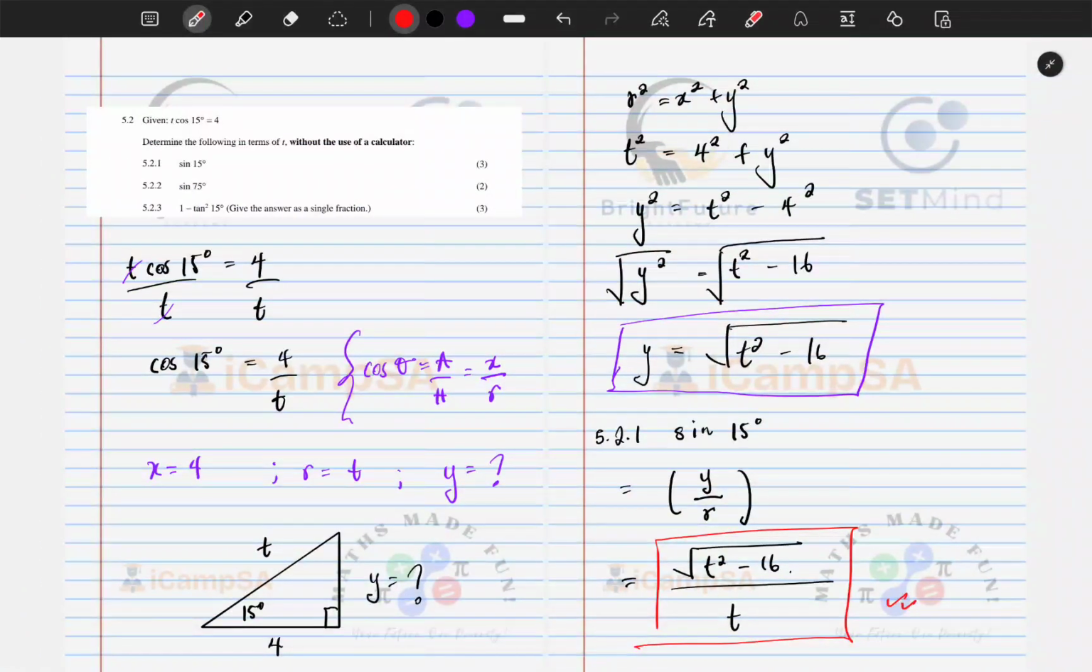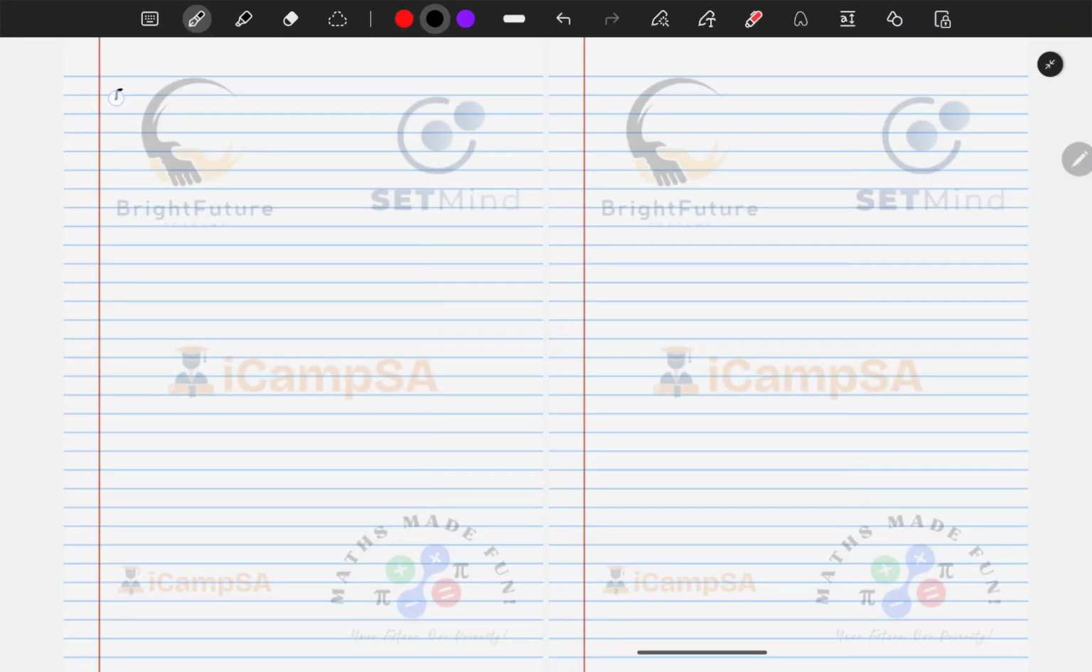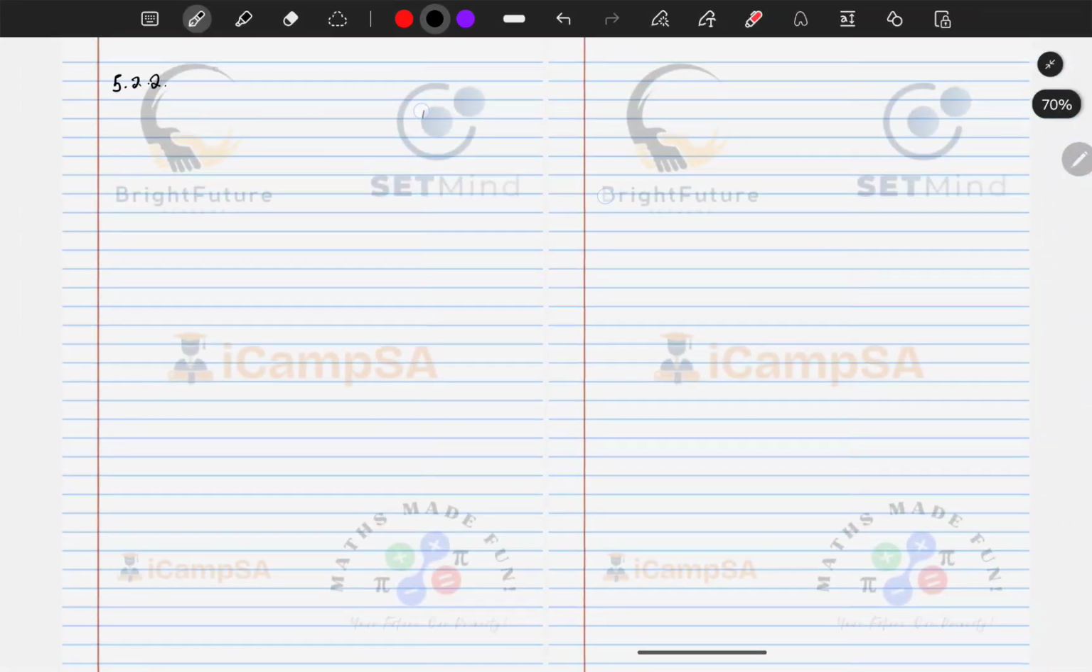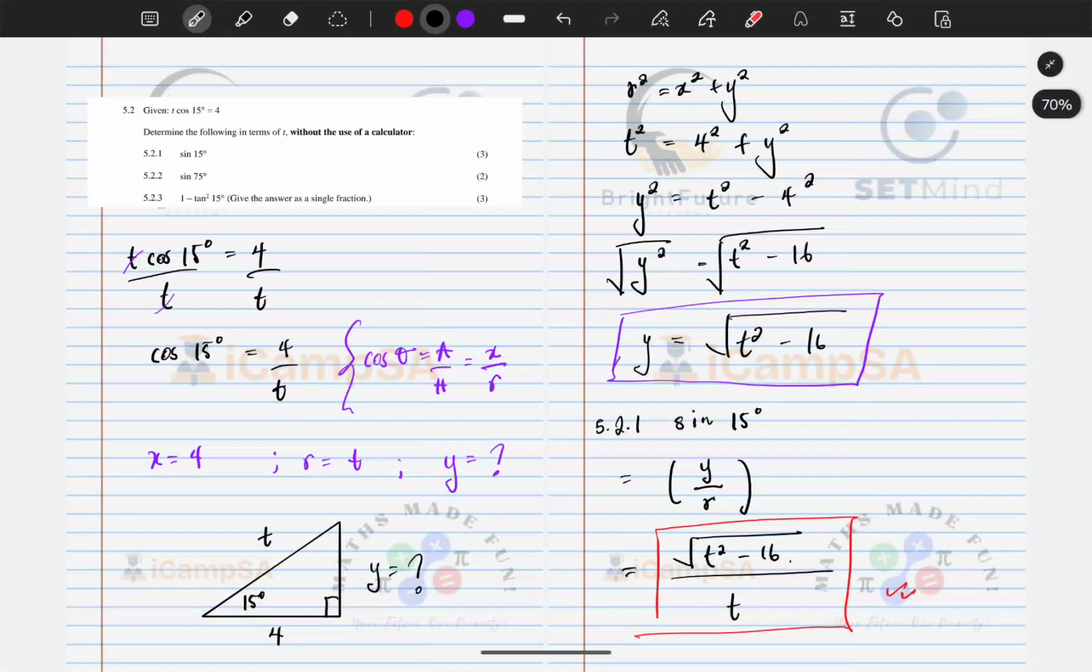So now let's look at 5.2.2. So we have sine 75 degrees, right? If you look into this triangle, you can find sine of 75 degrees.